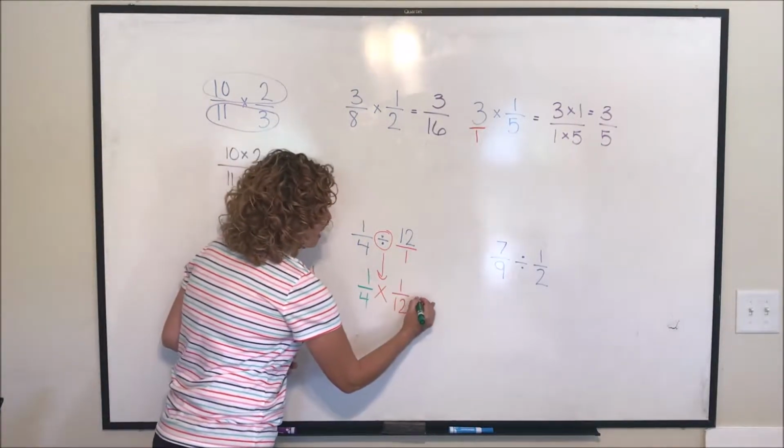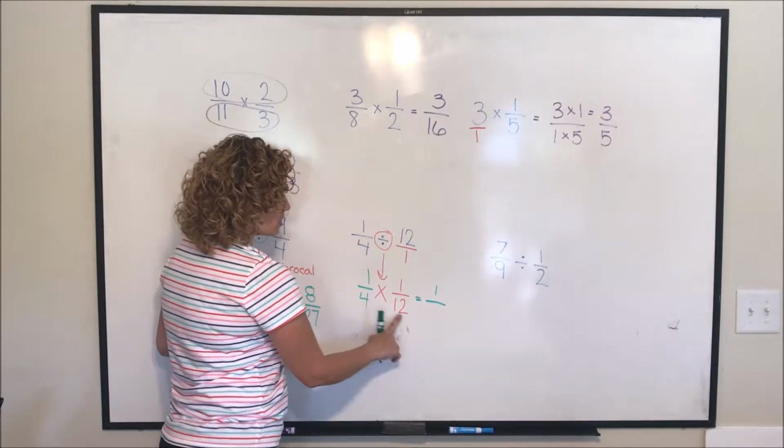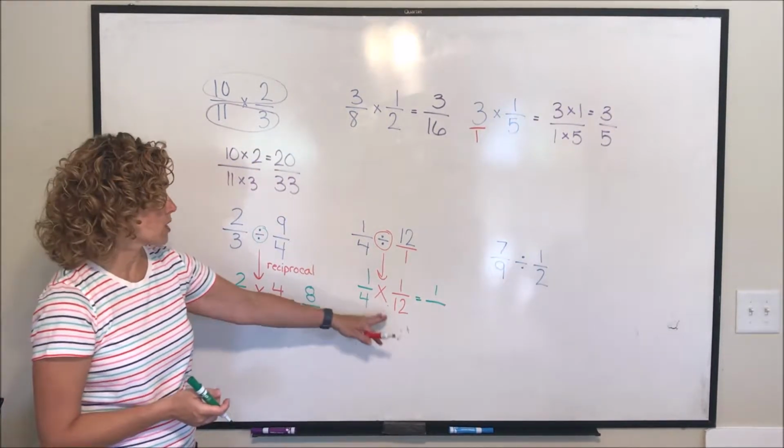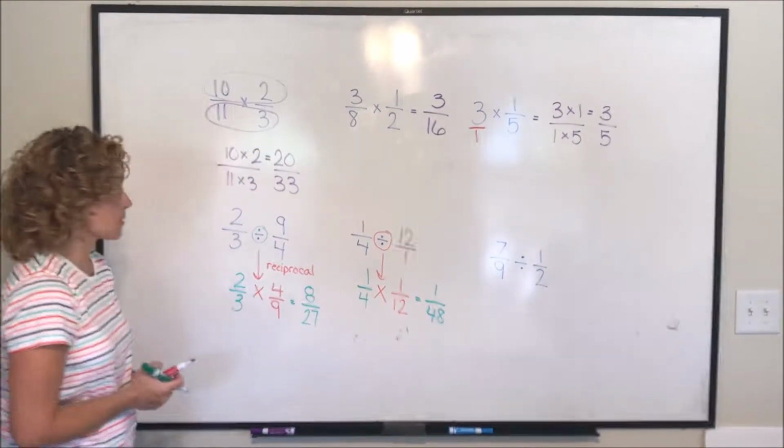Now we are going to multiply the numerator, which is 1. We're going to multiply the denominator, so 4 times 12 is 48. And that's our answer.